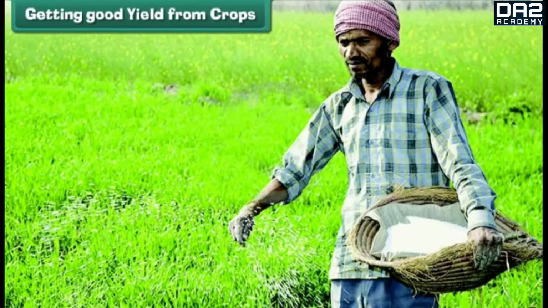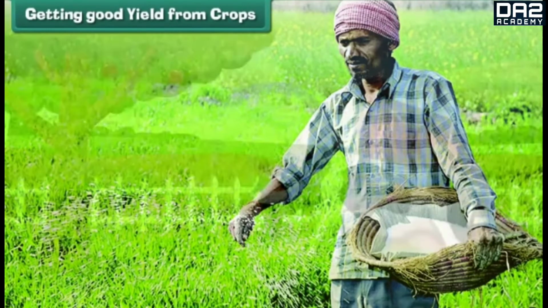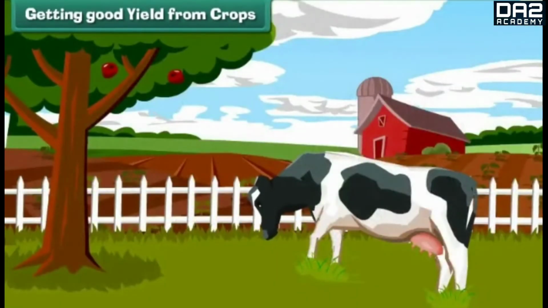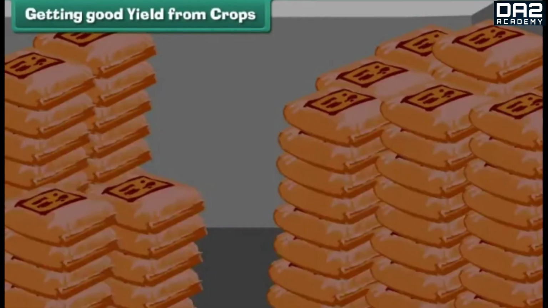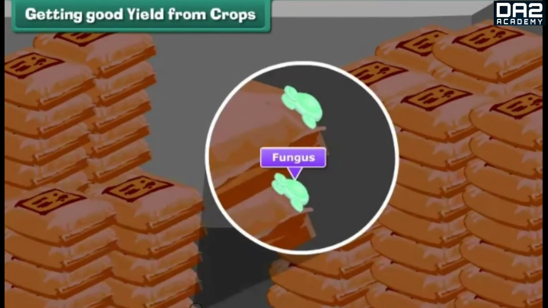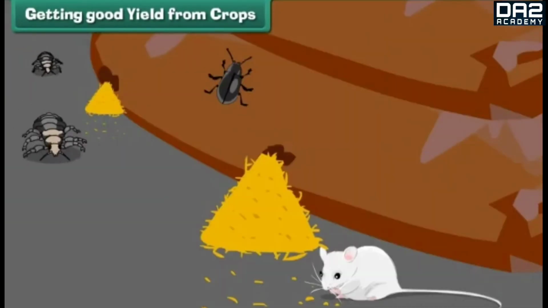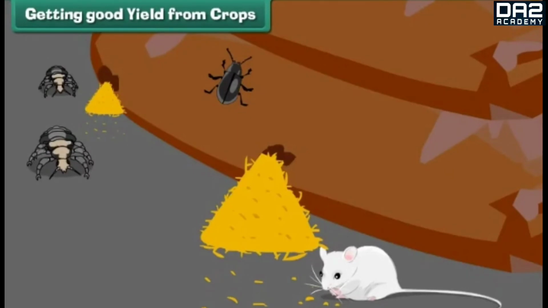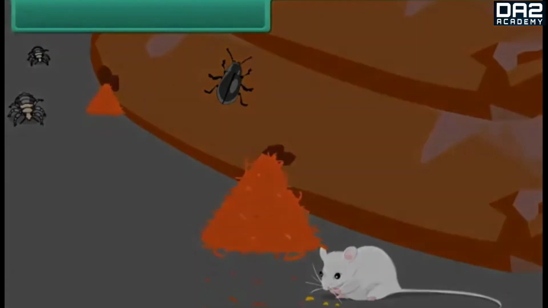Insecticides and pesticides should be sprayed in correct quantities. Crops should be protected from grazing animals. Harvested crops should be stored properly to protect it from moisture. Moisture causes growth of fungi and bacteria. Crops should also be protected from rats, insects, and other animals.